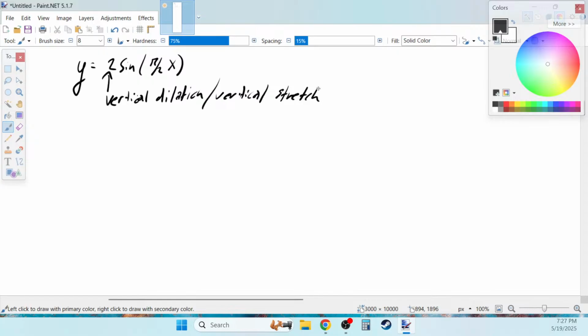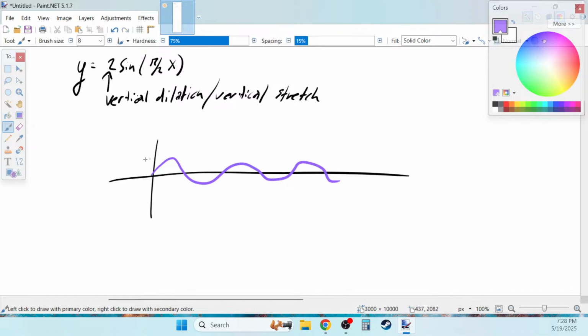And what that means is that we're going to take the normal sine curve. Let's do it in this color. Maybe we'll do it that color. So the normal sine graph, if you draw it correctly, has a vertical height of 1 off of the x-axis and a vertical depth of 1 on the axis as well. So it goes up 1 and down 1 off of the axis.